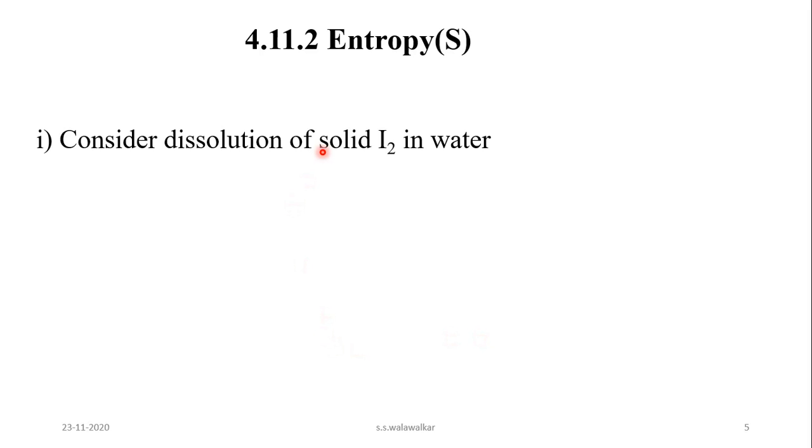Consider here the dissolution of solid iodine in water. Now solid iodine has less entropy because molecules are arranged in a definite fashion. But when it is dissolved in water, this arrangement is disturbed. It gets dissolved, molecules get separated, and therefore get solvated or hydrated, and therefore the entropy increases. The entropy of iodine in aqueous state is greater than the entropy of iodine in solid state, and therefore delta S is positive in this example.